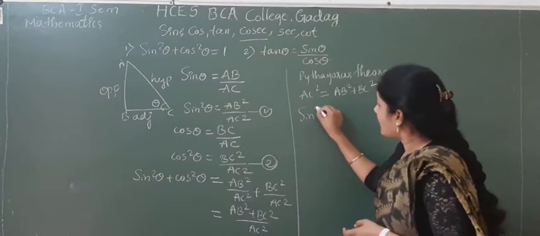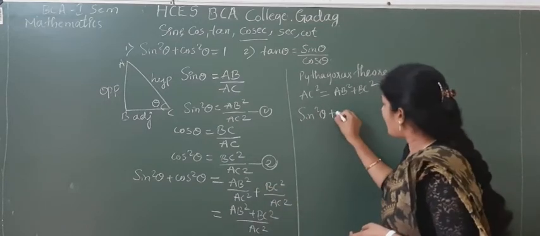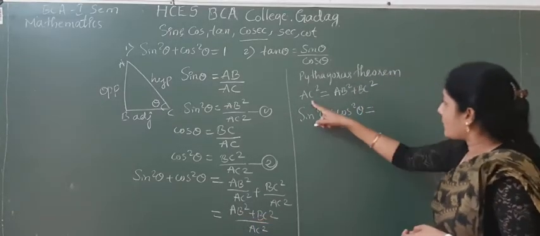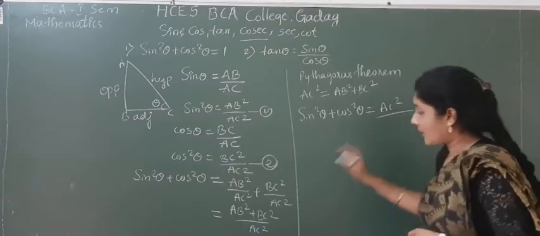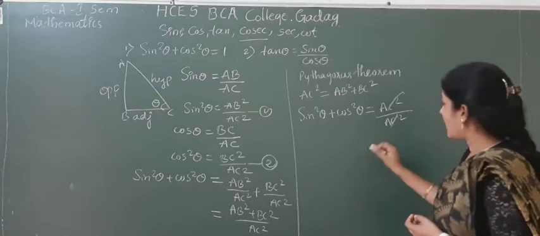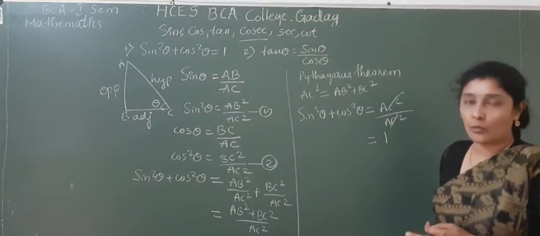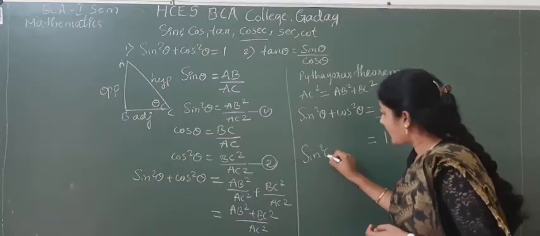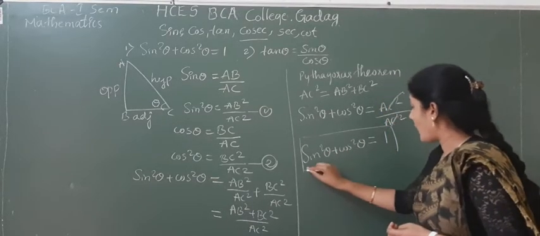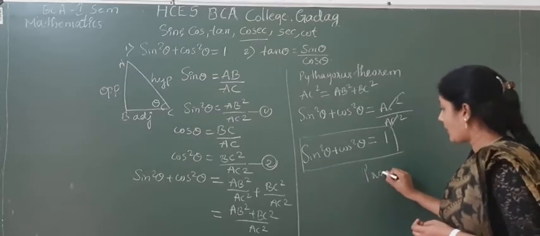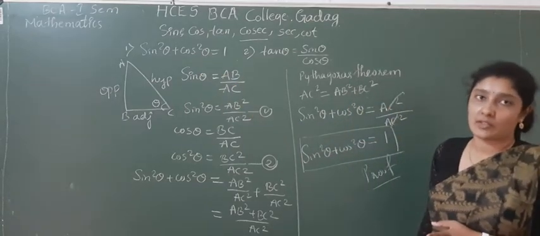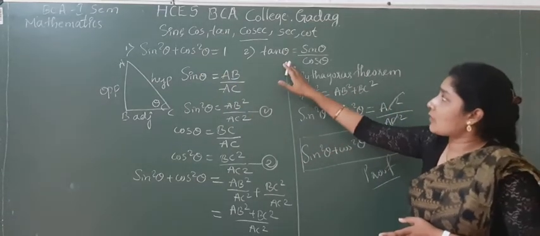We get sin square theta plus cos square theta is equal to, this is nothing but AC square divided by AC square. Both get cancelled. Therefore, this is equal to 1. So, sin square theta plus cos square theta is equal to 1. So, this is the proof of the first trigonometric function. Okay. Now, let us solve the second one.